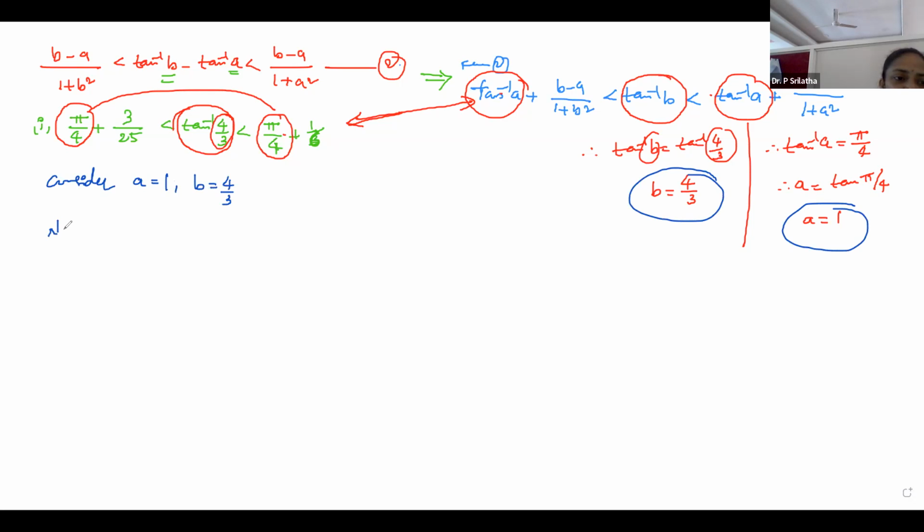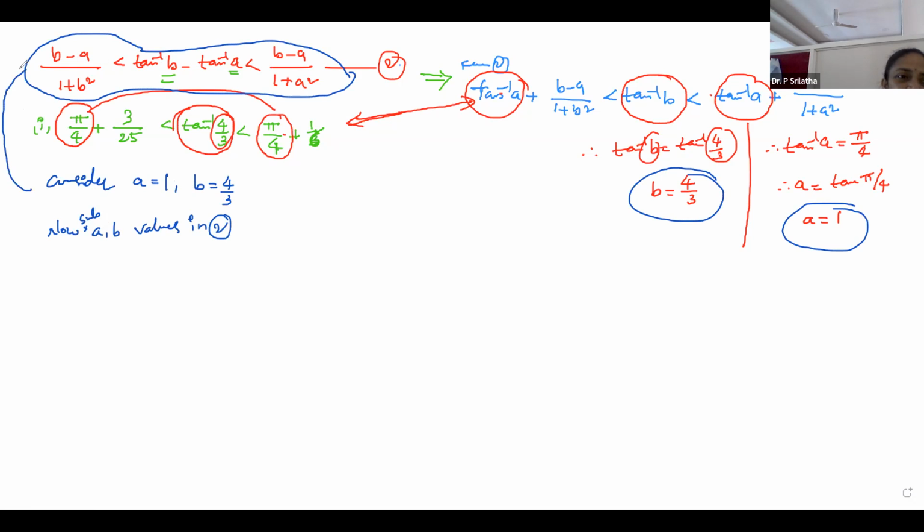Now substitute the A, B values in equation 2. So what is our equation 2? This is our equation 2. Now we are substituting the A, B values in equation 2. From equation 2, B minus A is there. B is nothing but 4 by 3, minus what is the A value, 1, divided by 1 plus B square. B is nothing but 4 by 3.